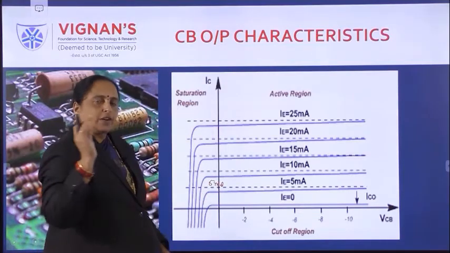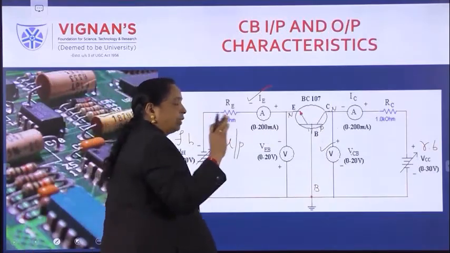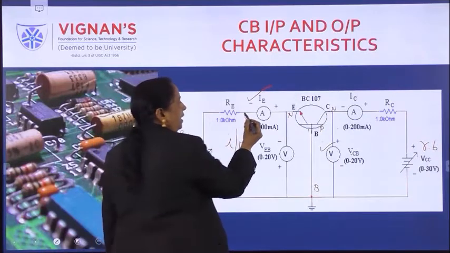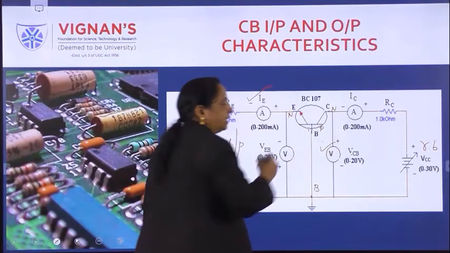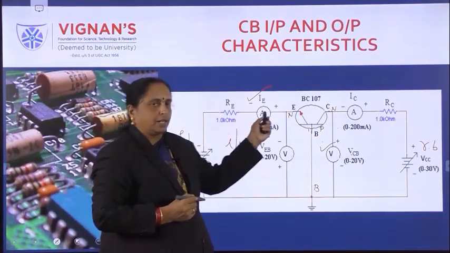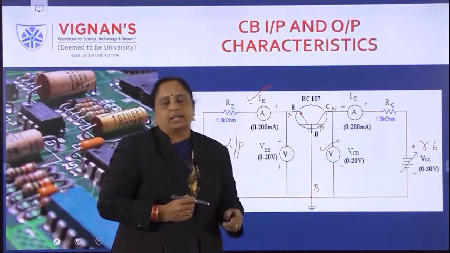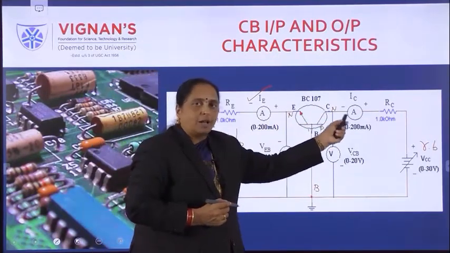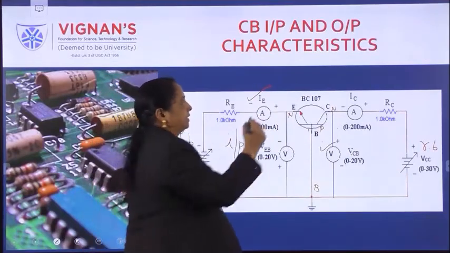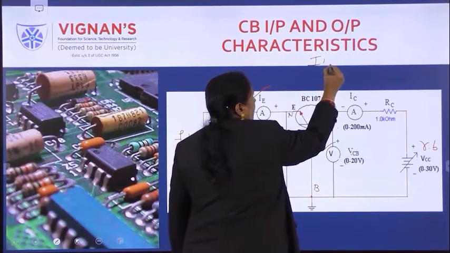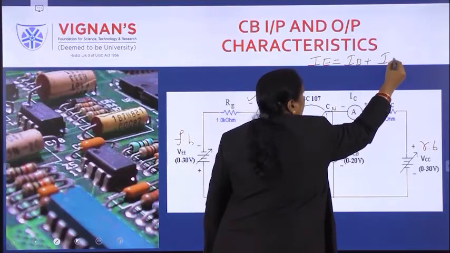Then when IE is equal to 5 milliamperes, according to the BJT operation, suppose 100 carriers start at the emitter, very few recombine in the base and the remaining reach the collector. Suppose 100 carriers start here, 5 recombine in the base, and 95 reach the collector. That is, the collector current is always less than the emitter current because IE is equal to IB plus IC. This is known as the transistor current equation: IE is equal to IB plus IC.